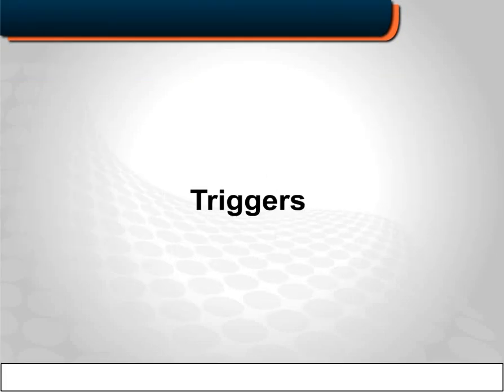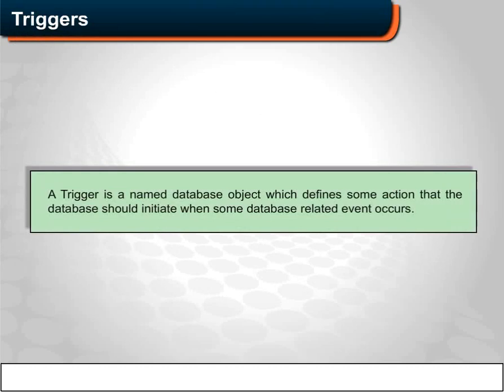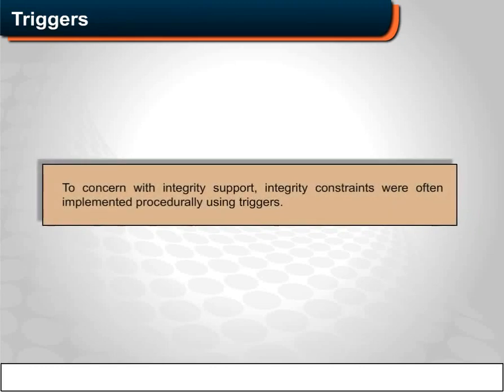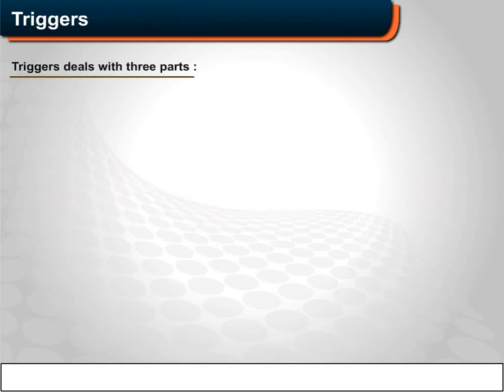Triggers. A trigger is a named database object which defines some action that the database should initiate when some database-related event occurs. To support integrity, integrity constraints were often implemented procedurally using triggers.